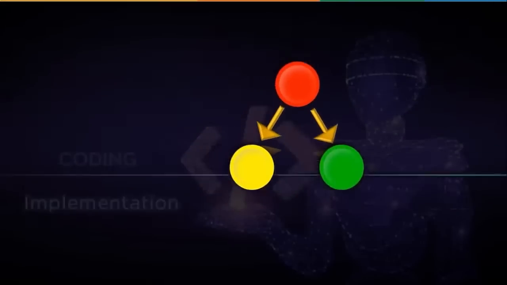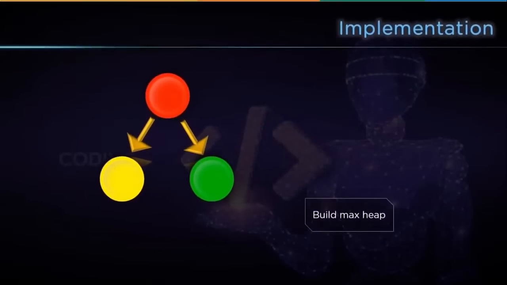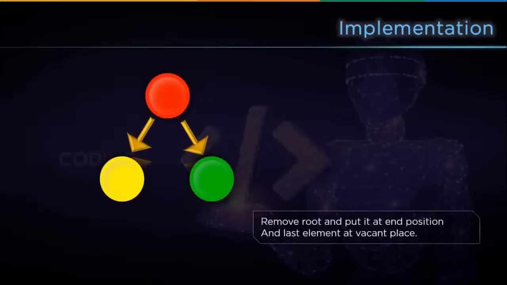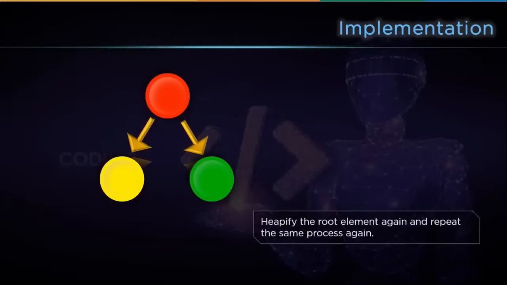Now let's discuss implementation of heap sort. First, we will start with creating a max heap of elements present. Next up, we will remove the element at the root and put it at the end of the array and put the smallest element at the root. After that, we will reduce the height by 1. Finally, we will heapify the root element again and repeat the process from step 2.